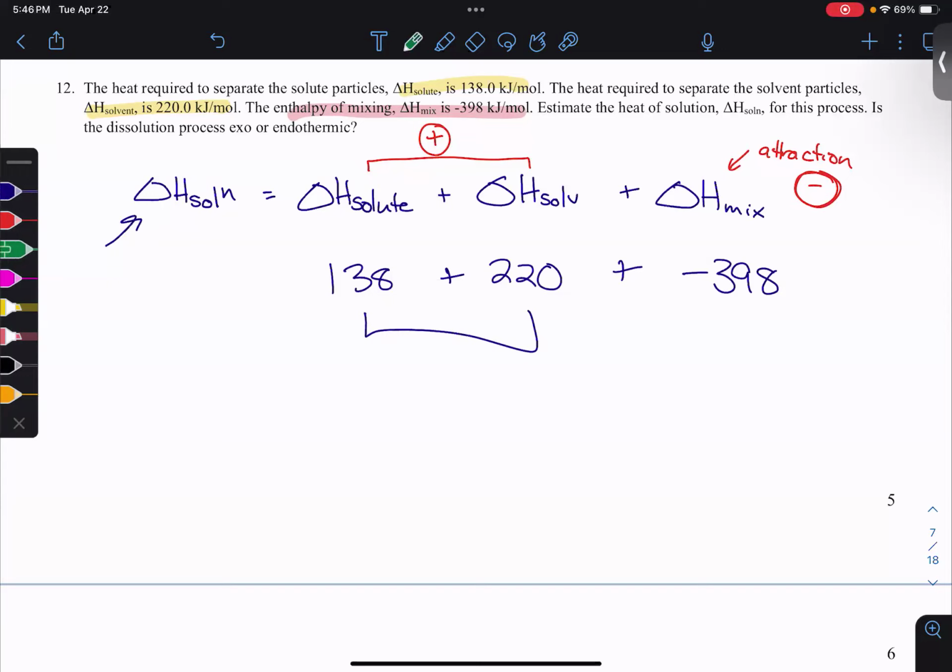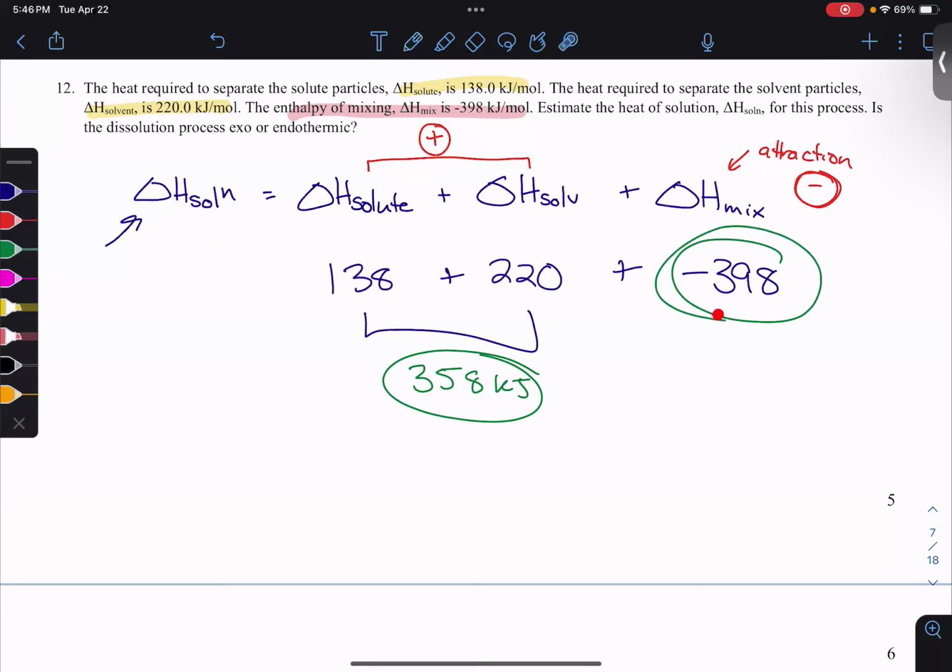So here, it requires 358 kilojoules of energy to separate your solute and your solvent. But when you mix them together, look how much energy you get back. You get nearly 400 kilojoules back. So what's stronger, the particles on their own or the particles together? Together. So because the particles in the solution together are stronger, this is going to be what kind of overall dissolution process? Exothermic. You can just tell from the math, all right?